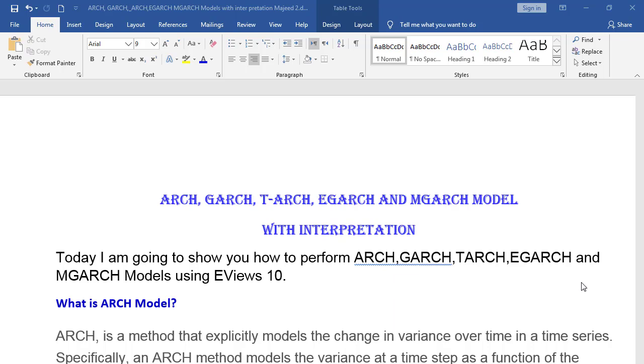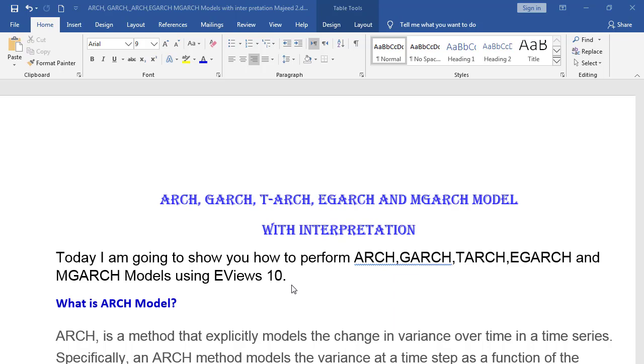Today I'm going to show you how to perform the difference between ARCH, GARCH, TARCH, EGARCH and MGARCH, which is the multivariate GARCH model, using eViews 10.